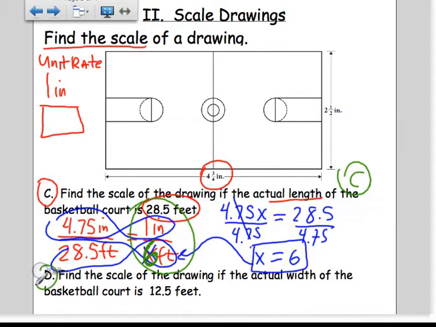So usually the scale is the same no matter what in that drawing. If we look at a different dimension, the scale will still be 1 inch is the same thing as 6 feet. I'd like you to try D, which actually is going to give you a different scale. So stop the video here, find the scale assuming the actual width of the basketball court is 12.5 feet, and then press play once you figured out what the scale for that D is.